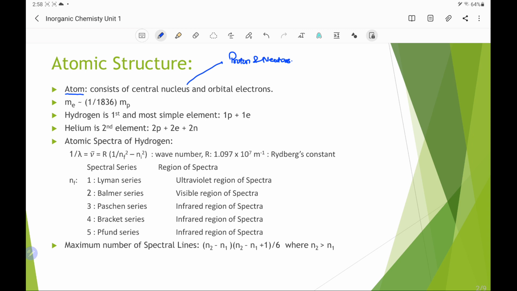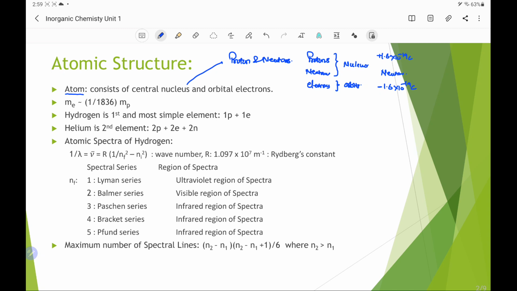The three basic particles in an atom are protons, neutrons and electrons. Out of these, protons and neutrons rest in the nucleus and electrons revolve around the nucleus in the orbits. A proton has charge plus 1.6 into 10 to the power minus 19 coulomb, while the charge on an electron is negative, minus 1.6 into 10 to the power minus 19 coulomb, while neutrons are neutral.